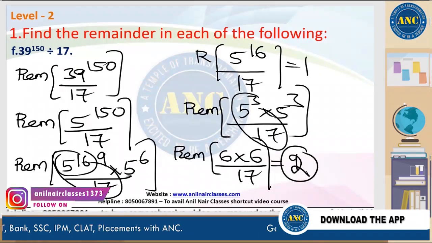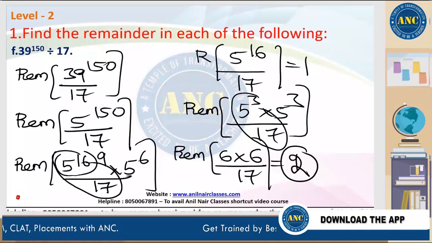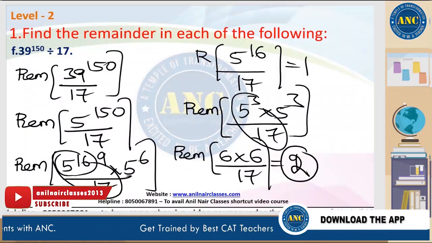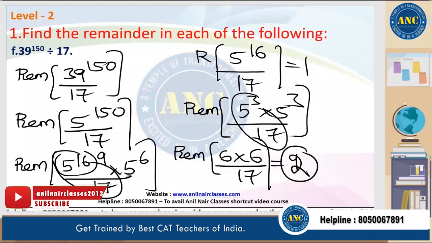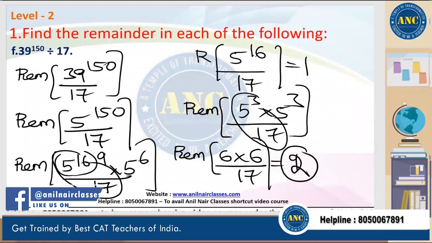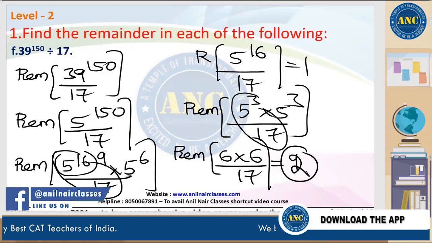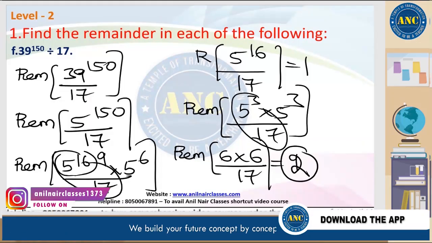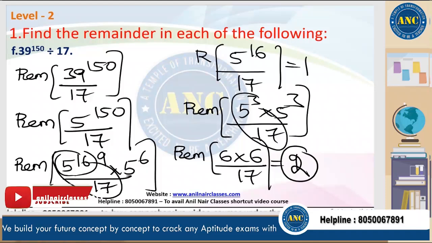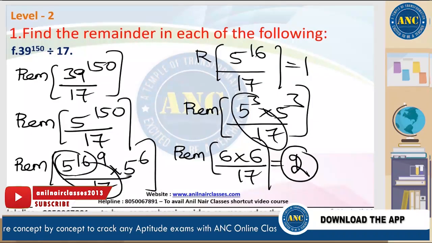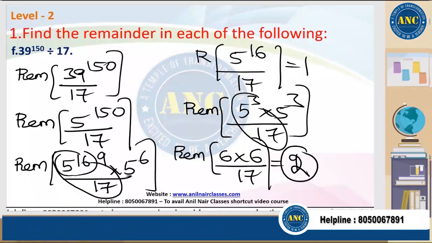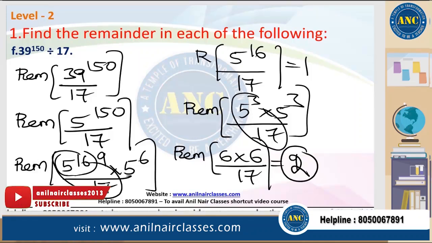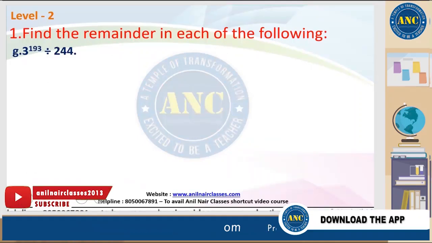Directly you can use 16, or you can use the factors of 16. So 5 power 17 2s are 34. 5 power 16 by 17 is 1. What is the multiple of 16 till 140? Which is 144. Remaining is 5 power 6. 5 cube into 5 cube divided by 17. 5 cube is 125. 17 7s are 119. Remainder is 6. I hope the idea is clear. Power to the power. Okay.